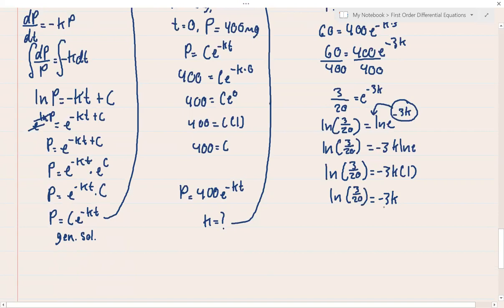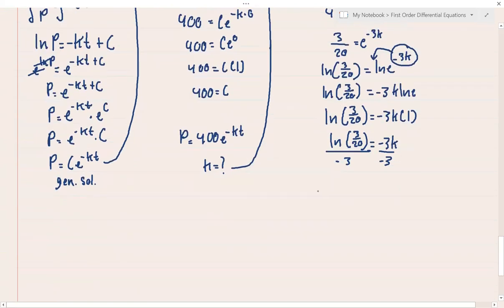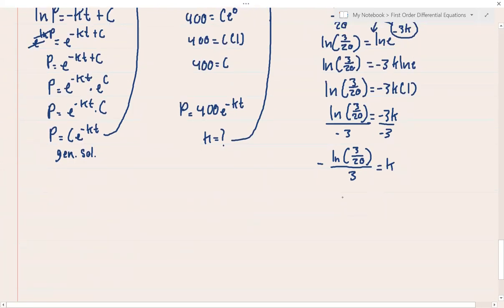So I will divide both sides by negative 3 para makuha ko si k. So yun, our k now is negative ln of 3 all over 20, all over 3, is equal to k. Or, much better, negative 1 all over 3 times ln of 3 all over 20. O, diba? That's it. So that's your k.